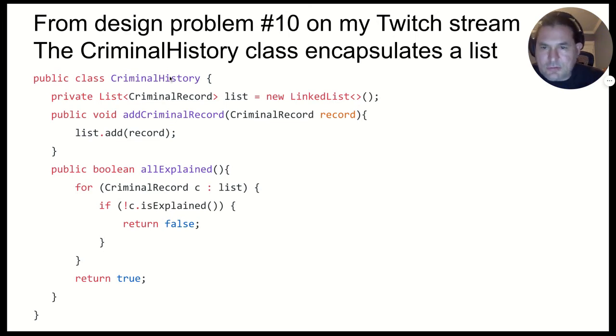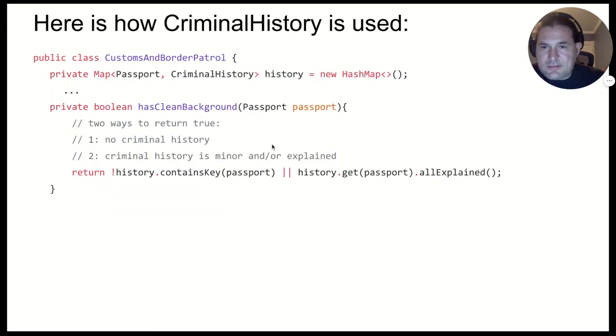So I wrote this criminal history class, which just encapsulates this list and had a couple of really simple methods. And what this means is that from the Customs and Border Patrol class, this is for design exercise number 10, we're mapping passports to criminal histories, right? Customs and Border Patrol, given a passport, can say, let me look up the criminal history.